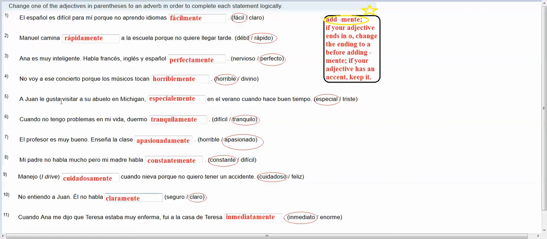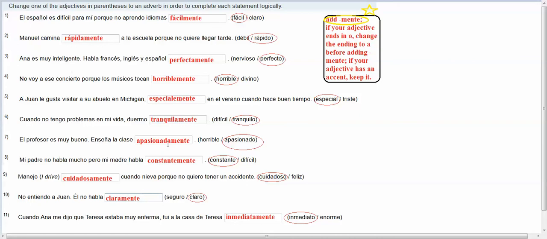A Juan le gusta visitar a su abuelo in Michigan, especially in the summer. It's describing when he wants to visit. So he especially wants to visit again. That's how he wants to visit. That would be an adverb. Cuando no tengo problemas en mi vida, duermo tranquilamente. That's describing how you sleep. That's why it's an adverb.